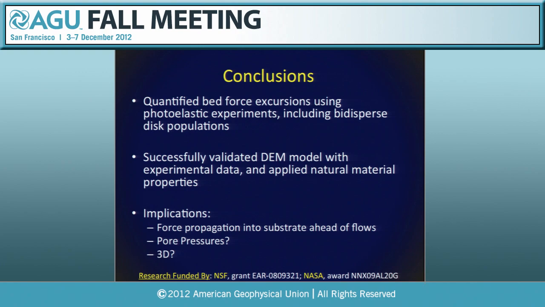And so basically, just to summarize what we've done, we've quantified some bed force excursions due to force chains using photoelastic experiments and started to look at some bidispersed disk populations. We've used that data to validate a discrete element model, applied that model using material properties of natural materials, and this leads us to some more open questions.